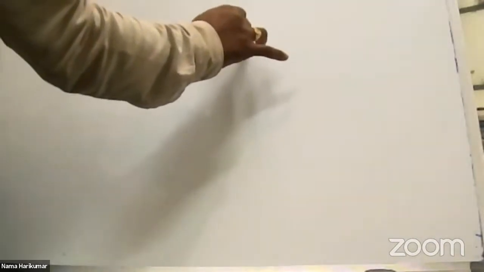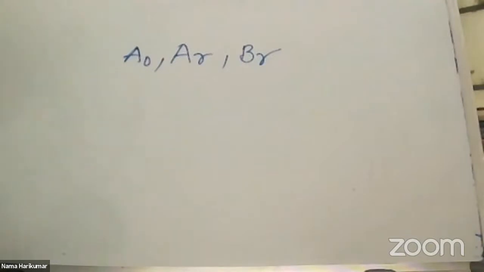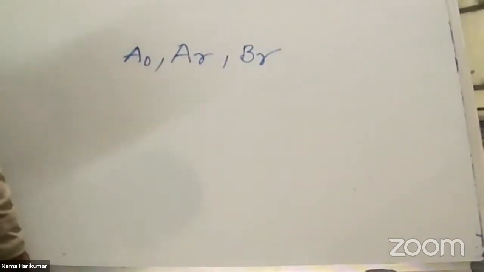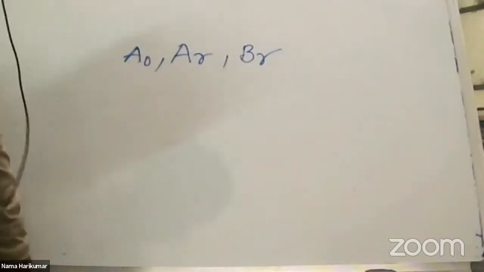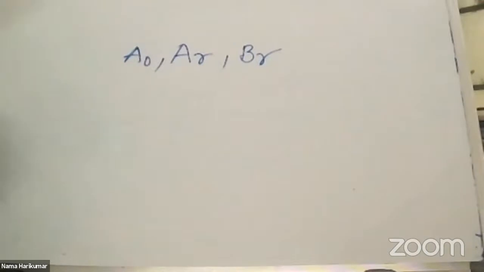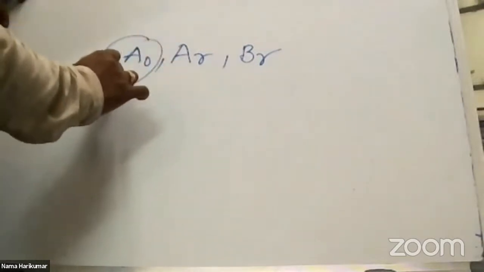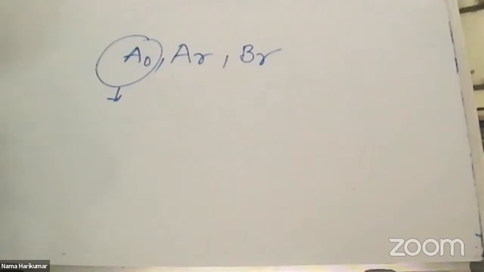Write it: coefficients of Fourier a0, ar and br, from equation 1. So a0, a1, a2, b1, b2, b3, up to ar, br. First of all, we have to find out the initial value, that is the evaluation of Fourier coefficient a0. How can we find out the a0 value?